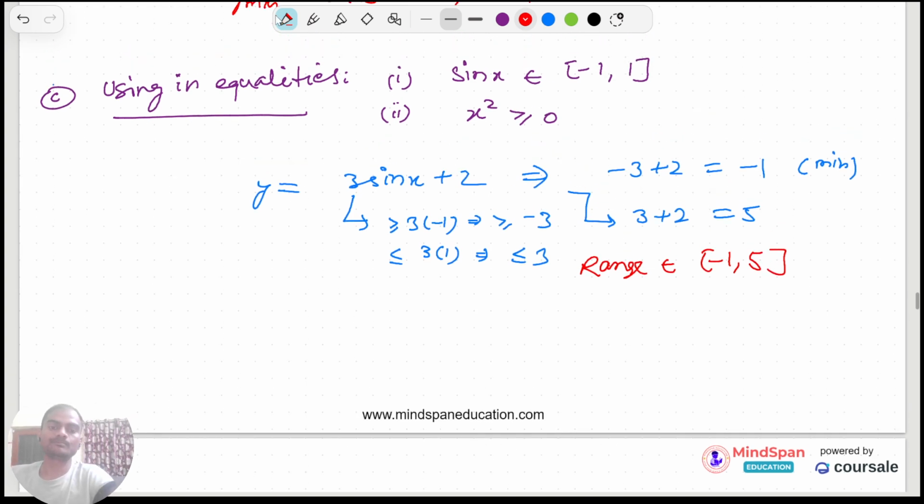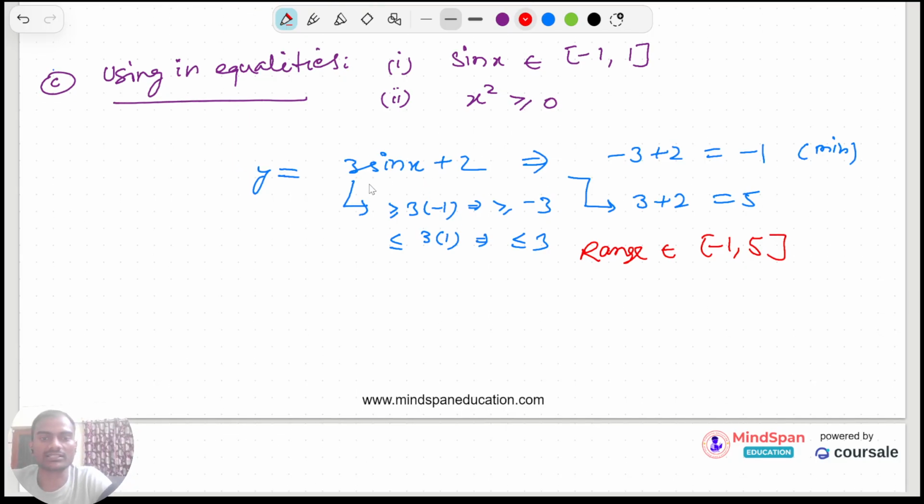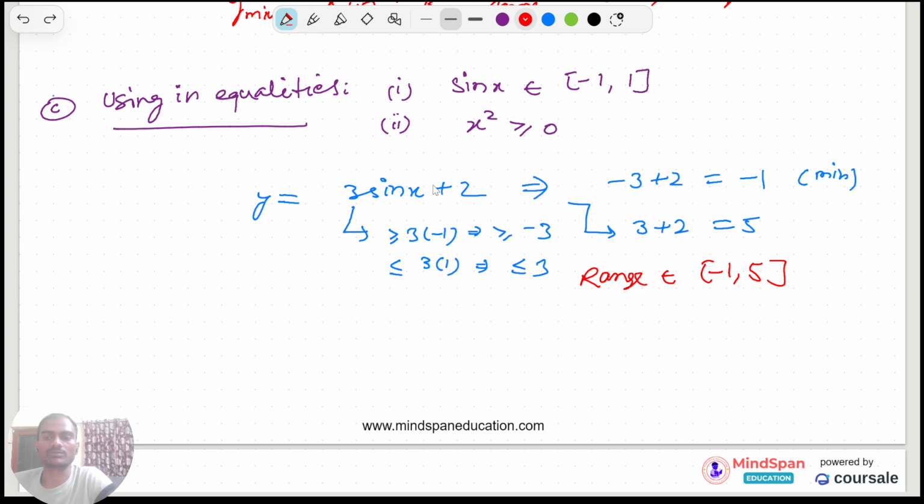So what we did here: by knowing already some restriction of a function based on its maximum and minimum values, using those inequalities, we replace it in the expression to find the overall minimum and maximum of the function, right? So this is a very basic example. It is very useful in even more complicated examples. We will see those examples later on.